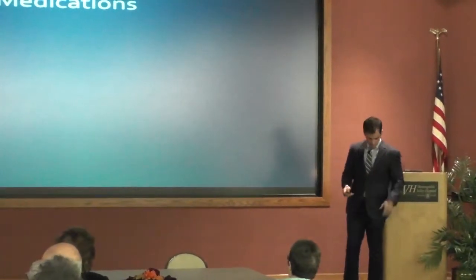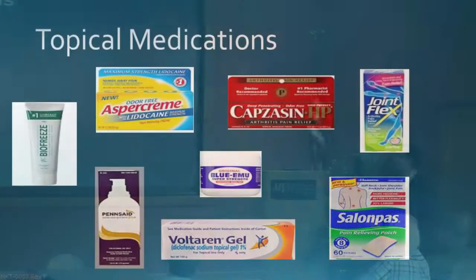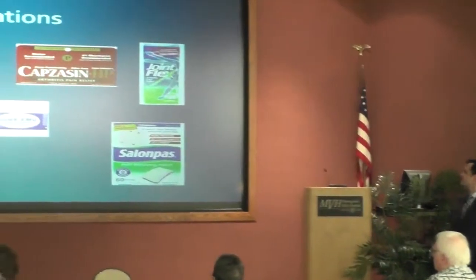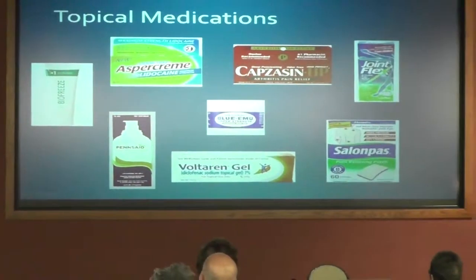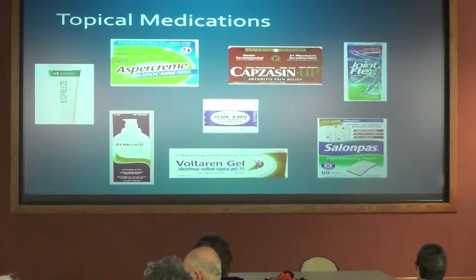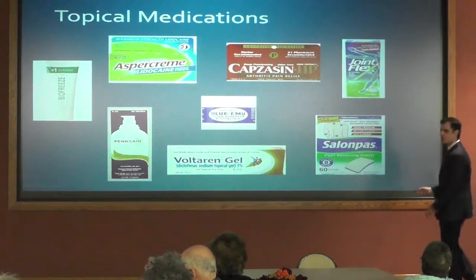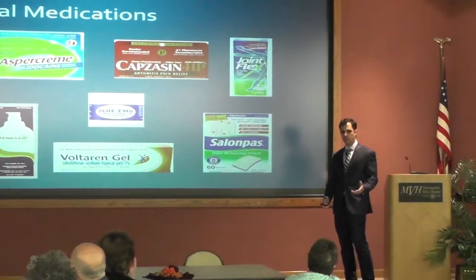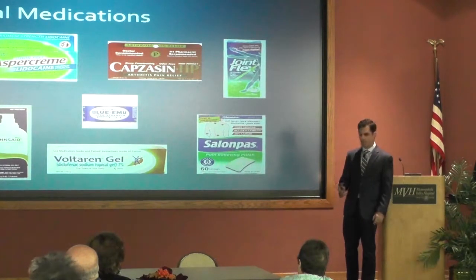Topical medications can be used. Who's heard of some of these before? We have BioFreeze, Aspercreme, Capsaicin, Joint Flex, Blue Emu, Salonpas, and then prescription grade Pennsaid and Voltaren. Did I miss any? Yeah. A lot of options, right? These are all creams, things you can rub on the area. And these are good joints to try this on because there's not much tissue in the way of getting down to where the things that cause pain.